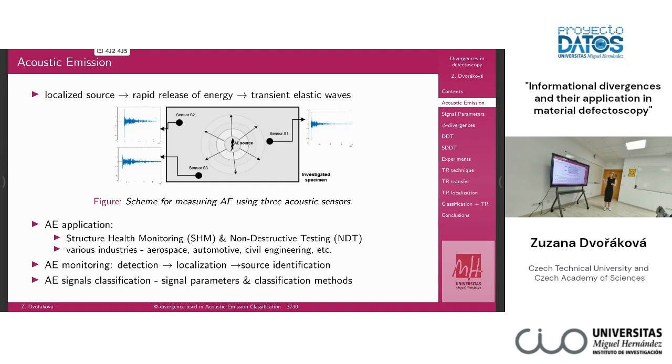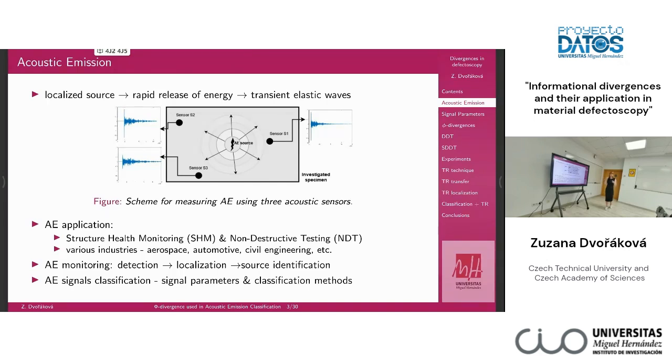The classification of acoustic emission signals is a really important thing for non-destructive testing of materials. Acoustic emission signal classification consists of two parts. We have signals, and it's almost impossible to compare whole signals because they are really long, and we measure a lot of signals. It's really time-consuming to compare whole signals.